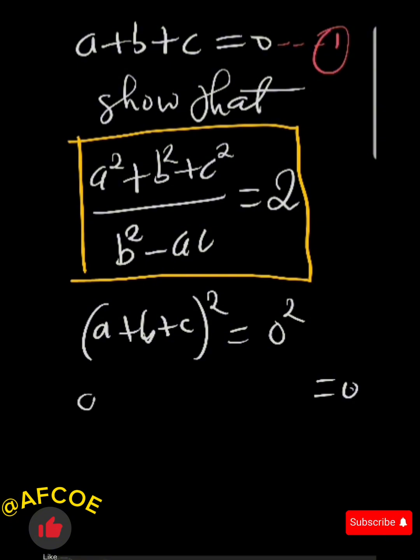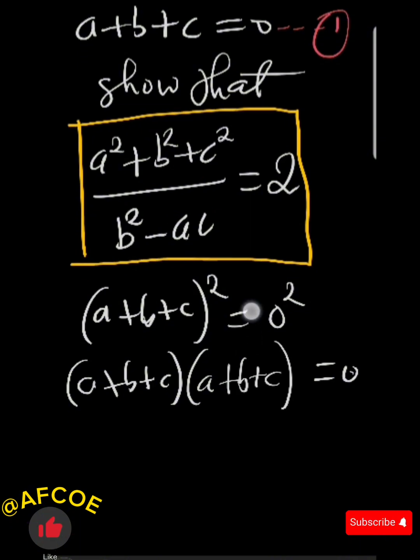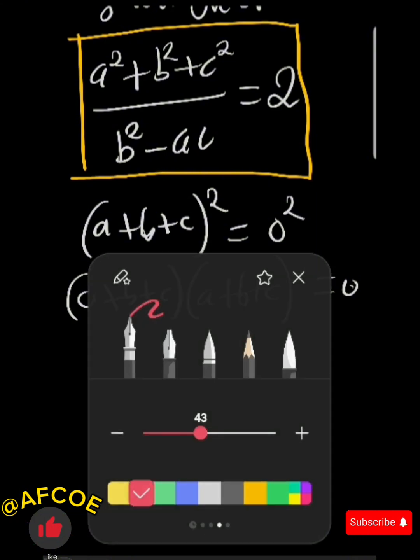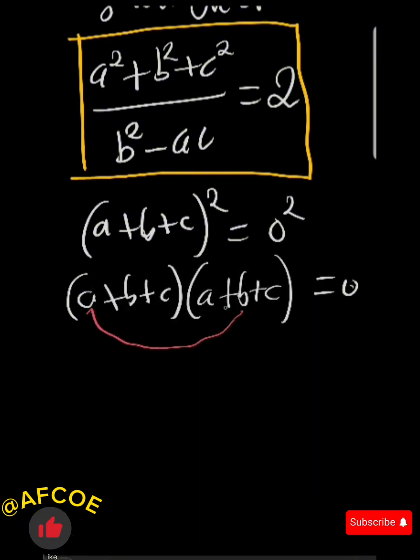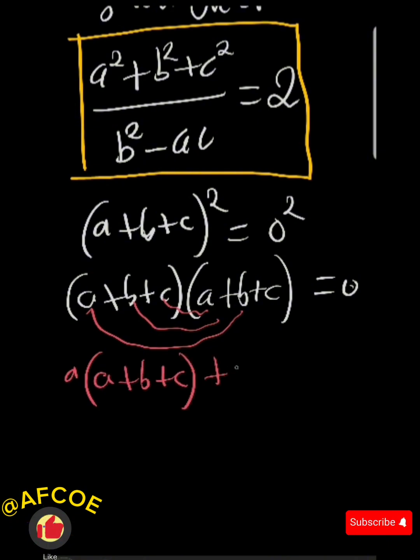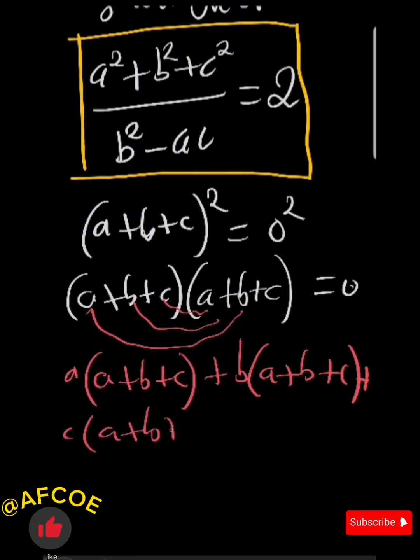And the left hand side squared simply means it's multiplied by itself. That's the meaning of squared. So we multiply this by itself, and we are going to open this bracket. When you are opening this type of bracket, you have to take a and multiply by everything here, b you multiply by everything here, c multiply by everything. So let us go ahead and do it. We have a into a plus b plus c, plus b into a plus b plus c, plus c into a plus b plus c, and all of that equals 0.